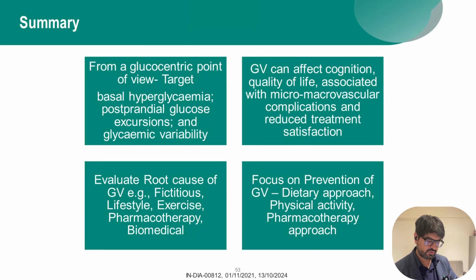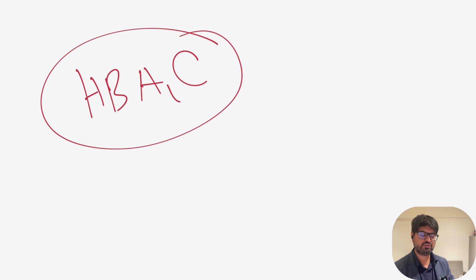A couple of things, I'll give you my own summary. First, an important summary that I would like to point out is that we need to start looking beyond HbA1c. HbA1c is important, without a doubt, but you need to look beyond HbA1c, and a very important factor beyond HbA1c is glycemic variability.